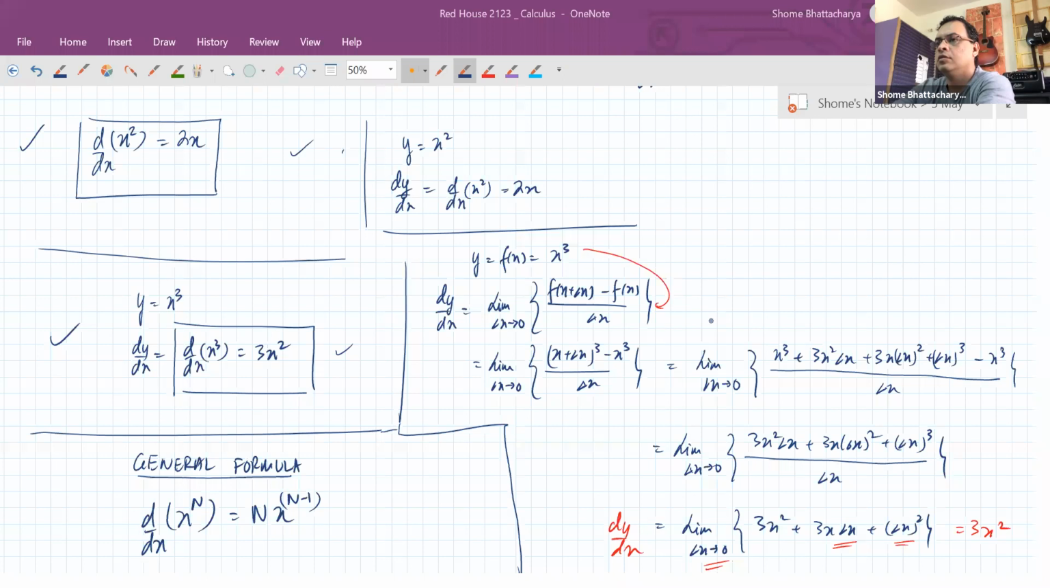So here x can be more than one term as well. Yes, there can be more than one term also. Okay. And for that, we'll be using some properties.